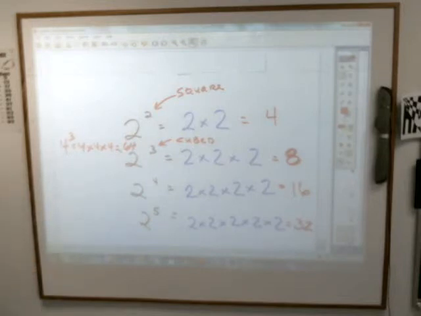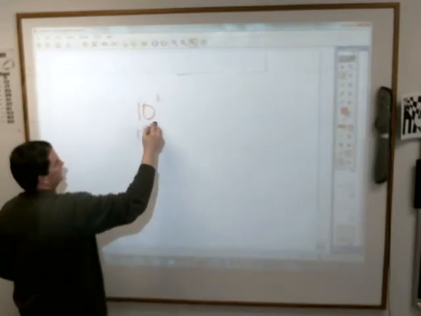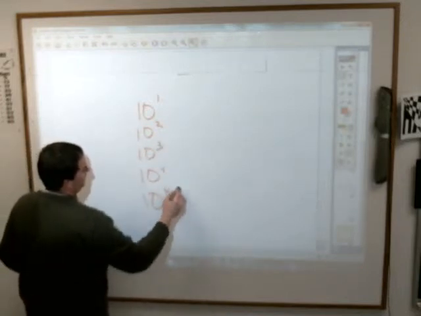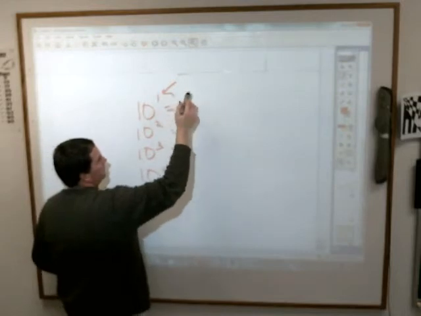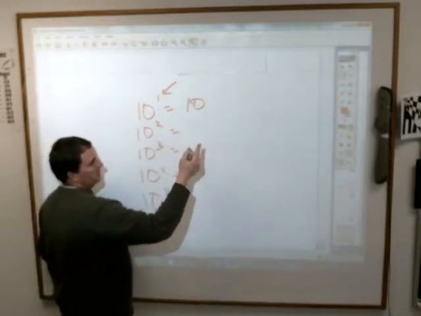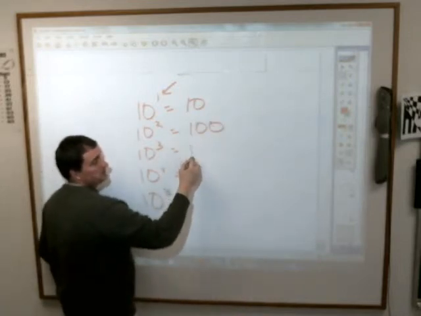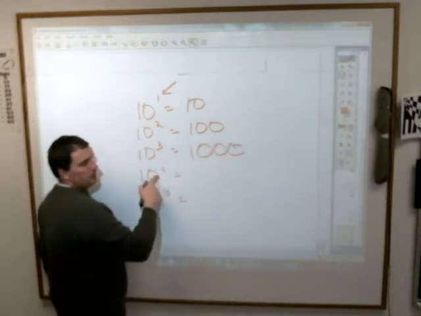Now, one of the easiest things to take to exponents is the number 10, for example. Let's take a look at this, because this is actually really easy. Anything, by the way, to the 1st power is itself. First power is always itself. 10 to the 1st power is 10. 10 to the 2nd power, what is 10 times 10? 20. No, that's 2 times 10. 10 times 10 is 100. 100 times 10 is 1,000. And 1,000 times another 10, 10 to the 4th power would be 10,000.